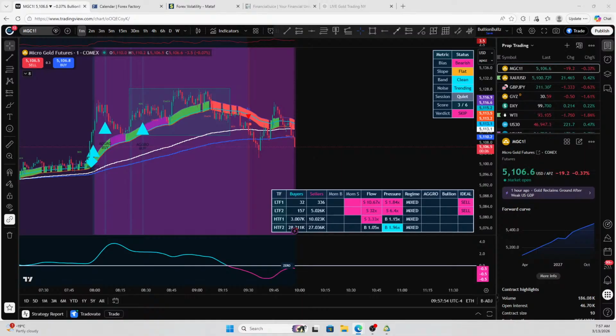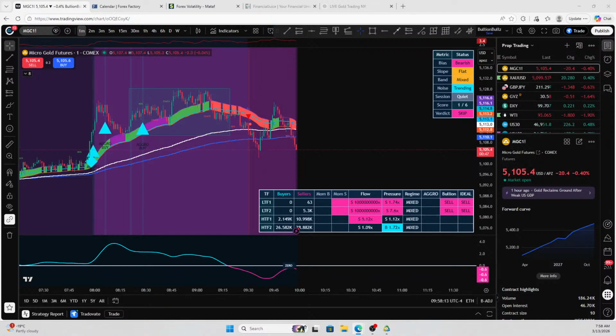You guys can see that we are actually going down right now. The market is waiting for the news. Let's wait for the news, guys. The news is dropping within 1 minute.